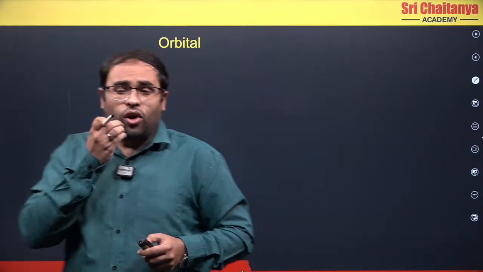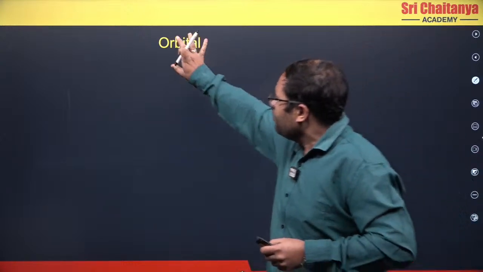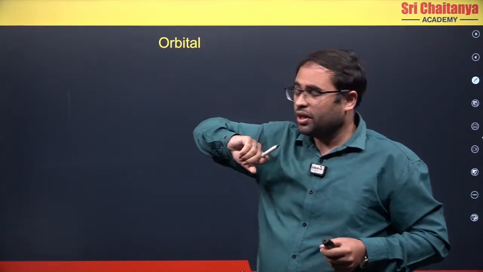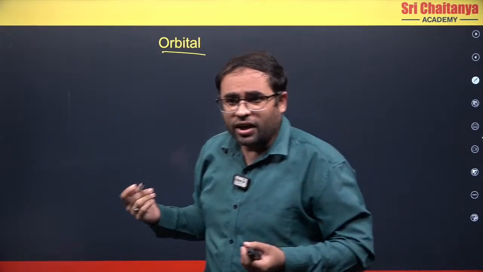The electronic configuration basis starts from the orbital. In the last class, I finished at this, right? Orbital. Now, what is an orbital? First, let me define it.